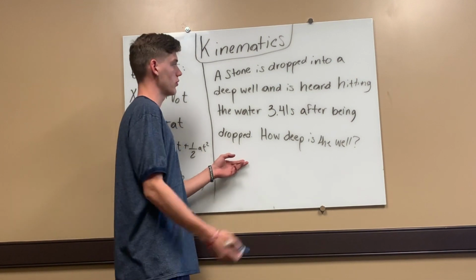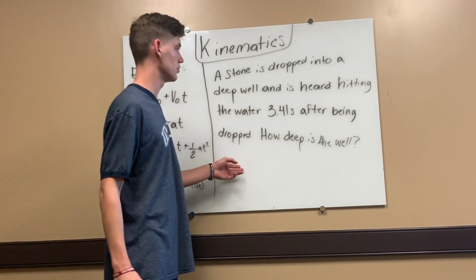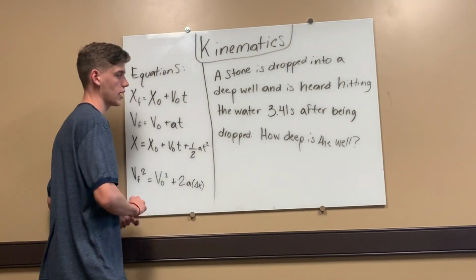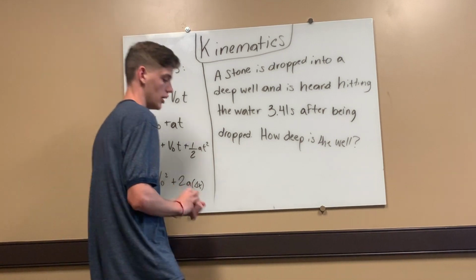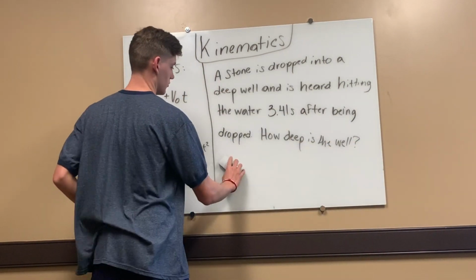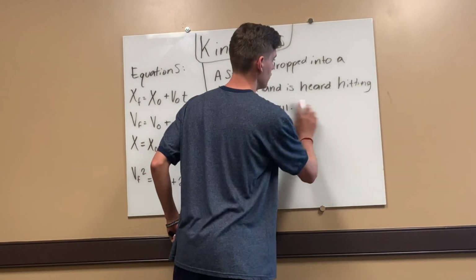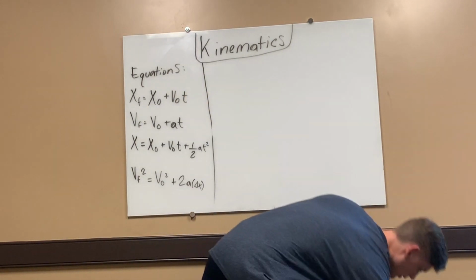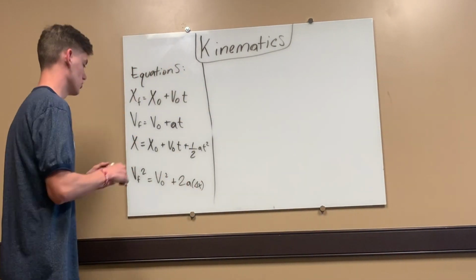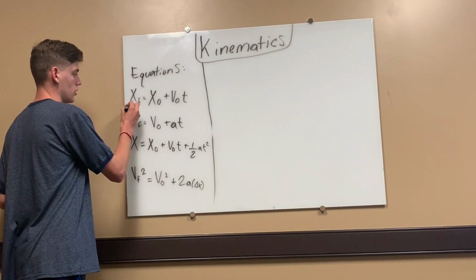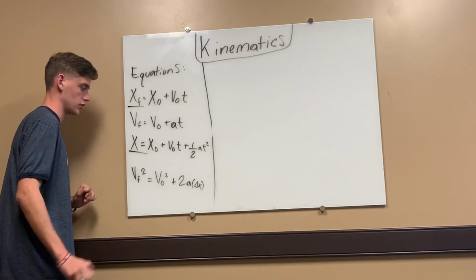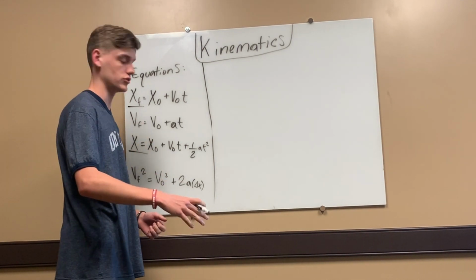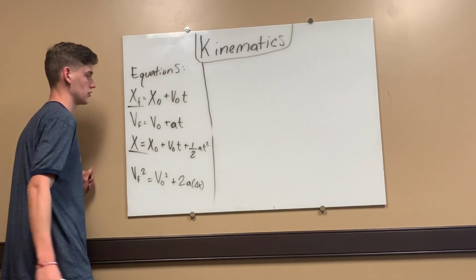So an example that I'm going to work out is: a stone is dropped into a deep well and is heard hitting the water 3.41 seconds after being dropped. How deep is this well? I'm going to erase this to give myself some room. The first thing to look for when you hear how deep is something, or how far did something go, is your position equations, because you're dealing with distance here. You're not trying to find the speed of the stone. You want to find the position.